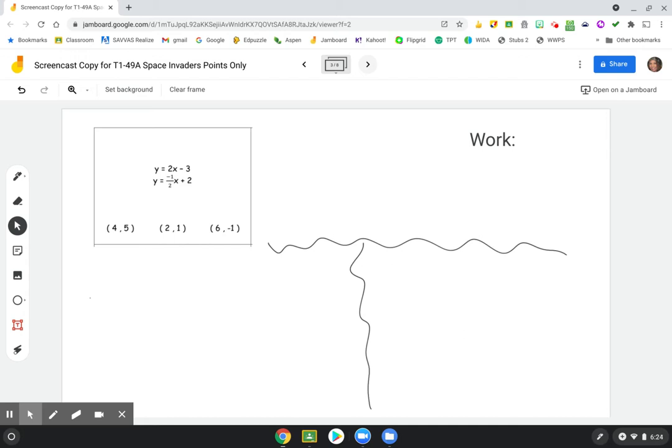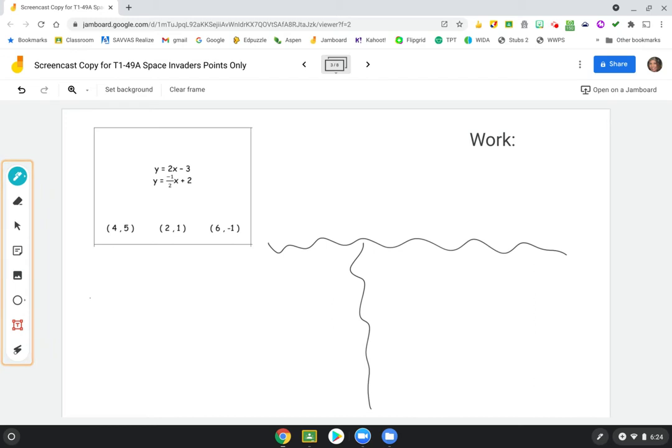If you look, they gave you a system of equations, y equals 2x minus 3 and y equals negative 1 half x plus 2. And they gave you three ordered pairs, three possible solutions. So you are testing each of the x, y ordered pairs in each of the equations to see which one is the solution to the system of equations.